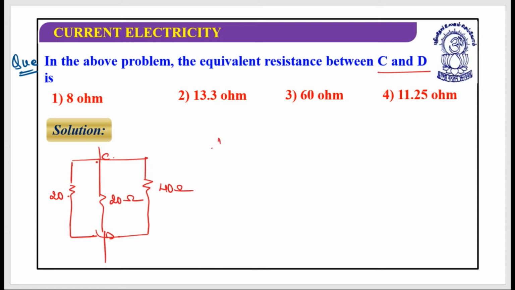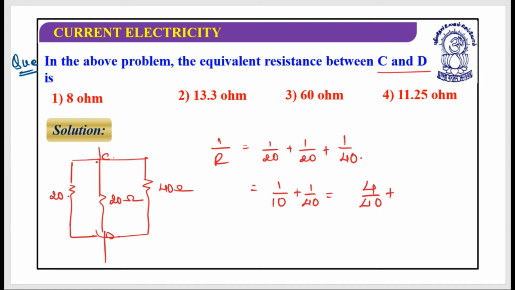So what you need to do is, 1 by R could be written as 1 by 20 plus 1 by 20 plus 1 by 40. So this is equal to 2 by 20, that is 1 by 10, plus 1 by 40, which could be written as 4 by 40 plus 1 by 40, which is 5 by 40. So R equivalent can be written as 40 by 5, which is equal to 8 ohm. That's it. You did it.